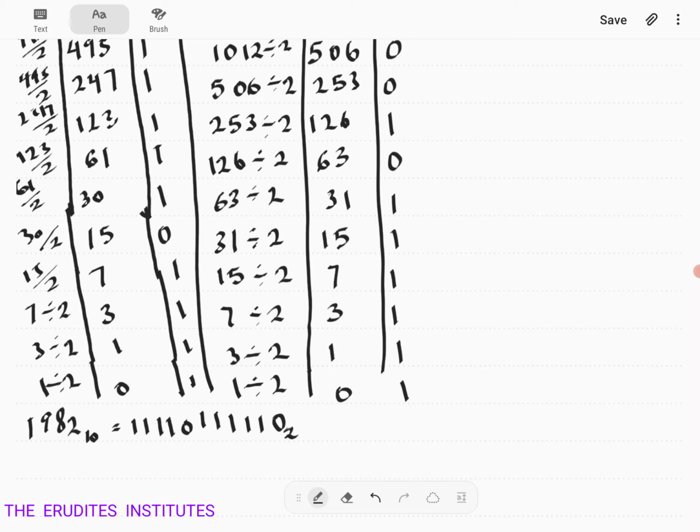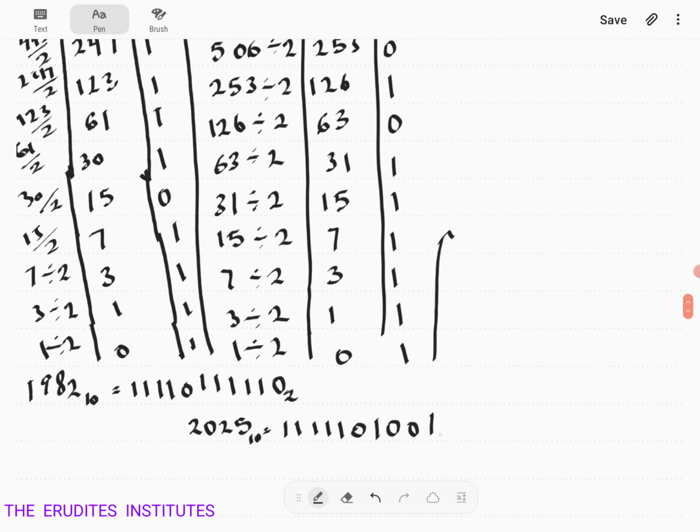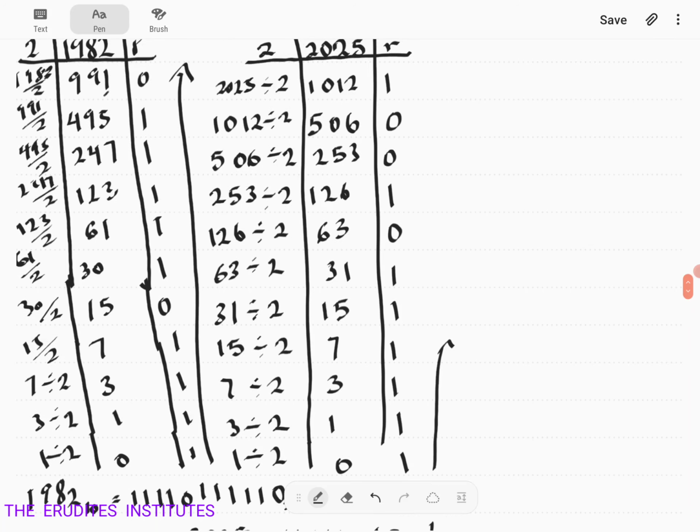Now writing this up, 2025 base 10 would be equal to, remember we are writing from the bottom to the top, so that is 1 1 1 1 1 1 0 1 0 0 1 base 2. So this is the value of 2025 in base 2.